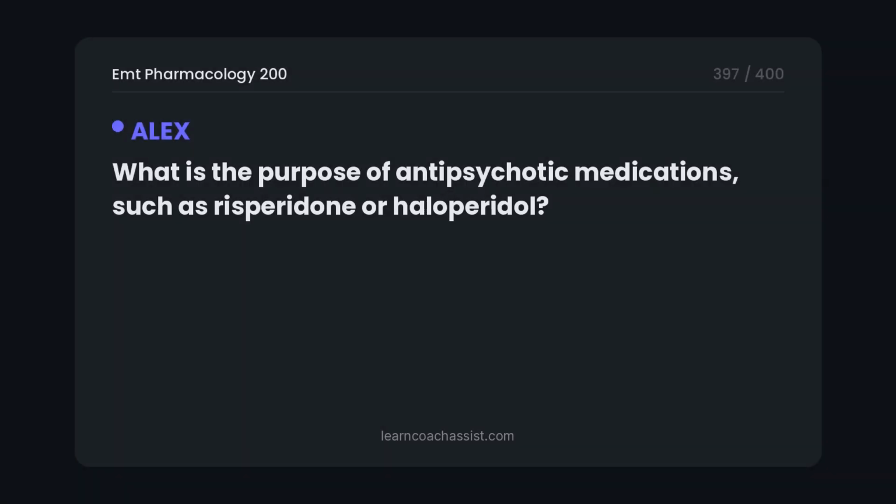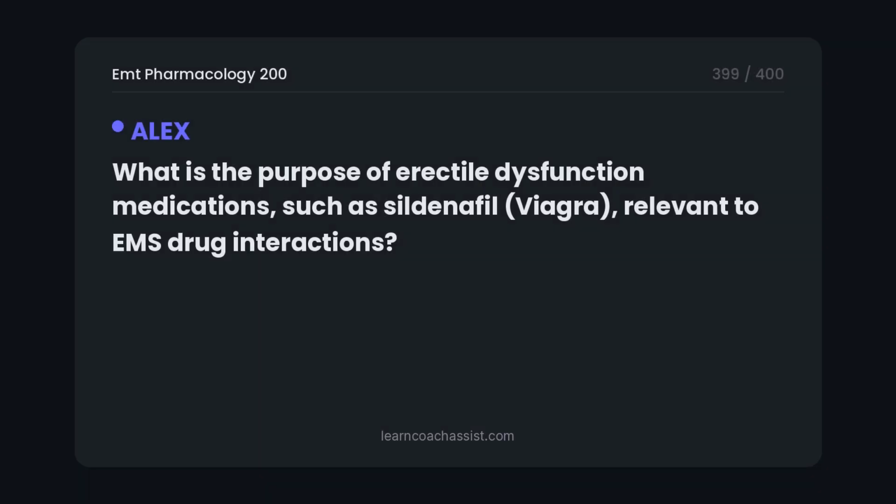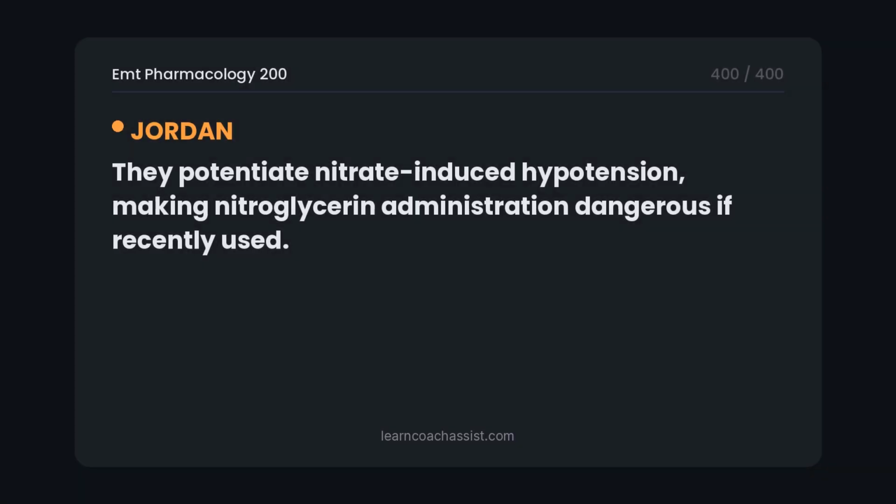What is the purpose of antipsychotic medications, such as risperidone or haloperidol? Manage psychotic symptoms/schizophrenia or severe agitation by blocking dopamine receptors. What is the purpose of erectile dysfunction medications, such as sildenafil, Viagra, relevant to EMS drug interactions? They potentiate nitrate-induced hypotension, making nitroglycerin administration dangerous if recently used.